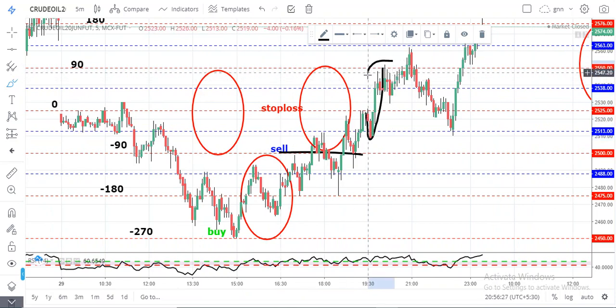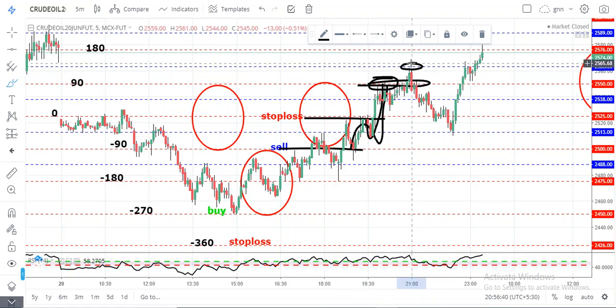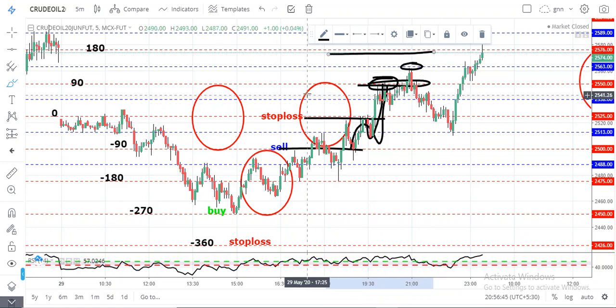Here we can take a sell entry. Why? Because the stop loss got triggered and, given a retracement, it is moving up. So I can take a sell entry here and I can average here. I can keep this as the stop loss, since the circle is going to end here and again it has to come down.